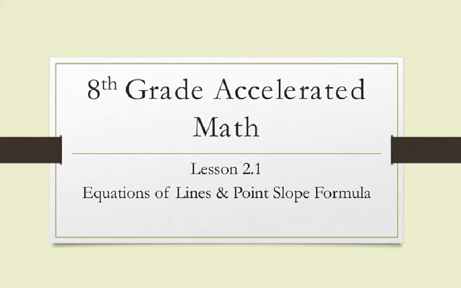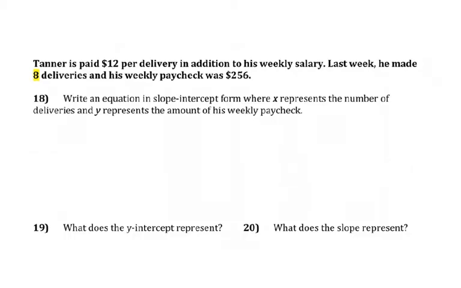This is the second part of lesson 2.1 for 8th grade math, accelerated math. We're continuing the discussion of equations of lines and the point-slope formula. So we're going to look at some story problems now and interpret them and figure out how to write the equation that represents that.